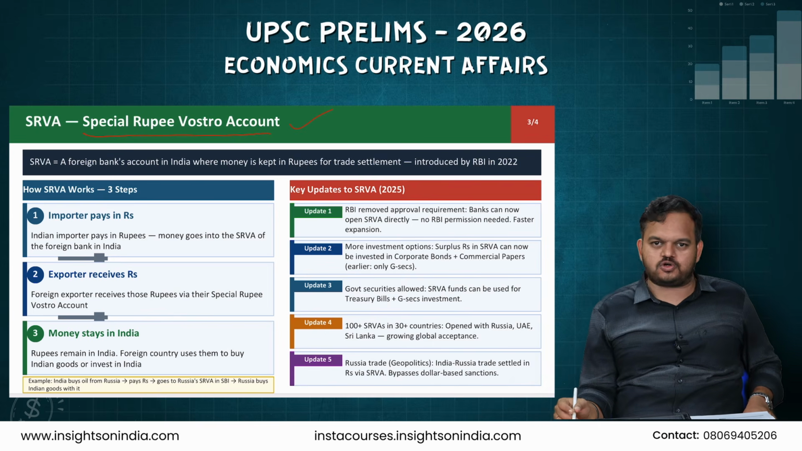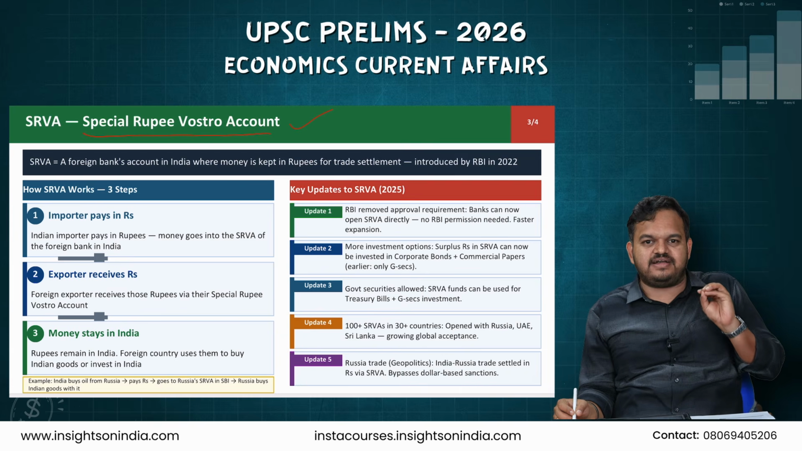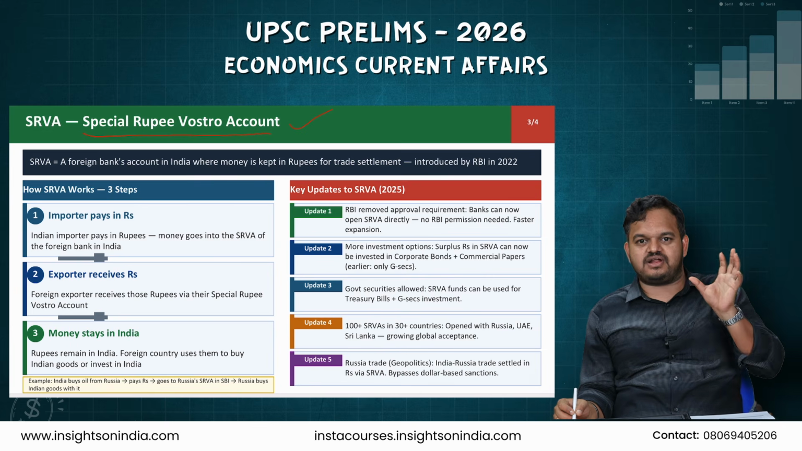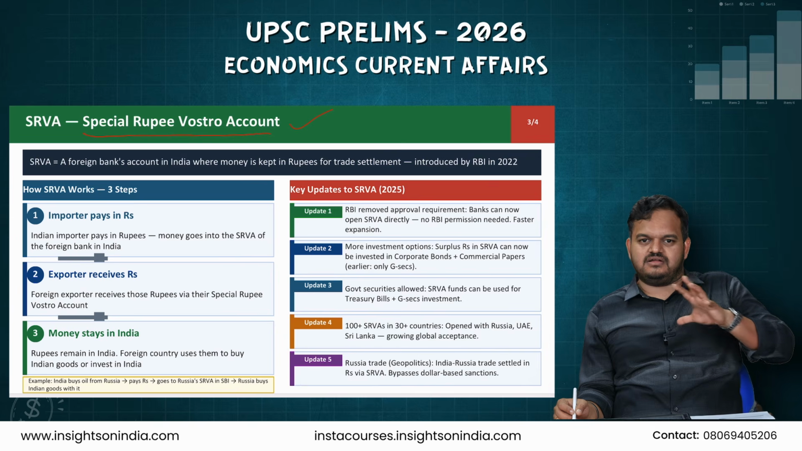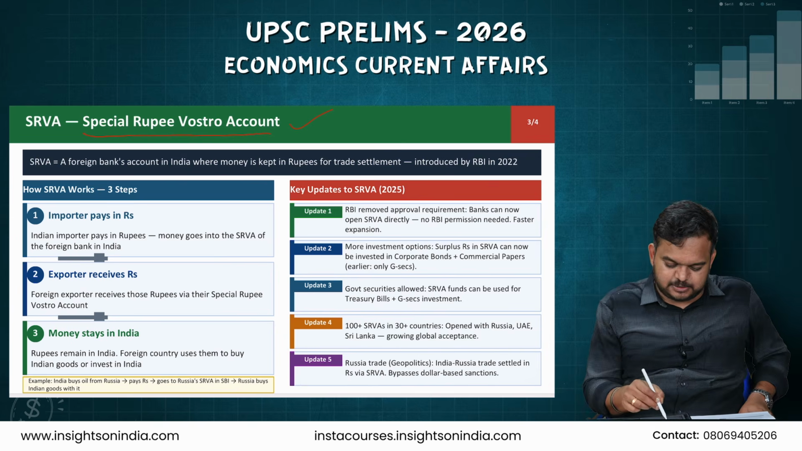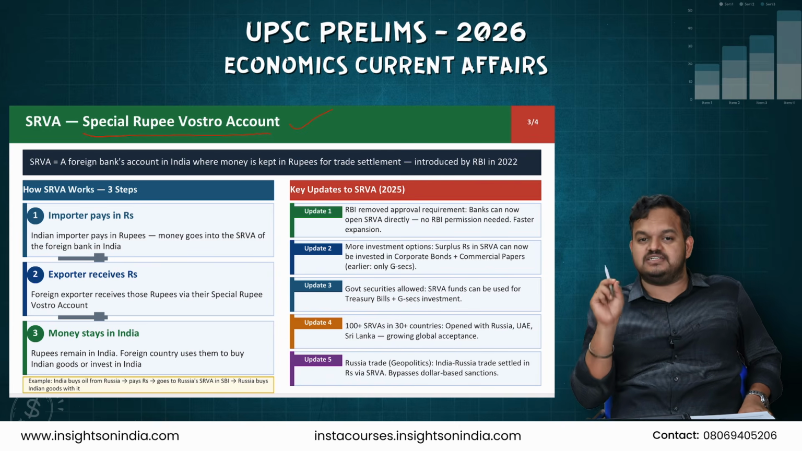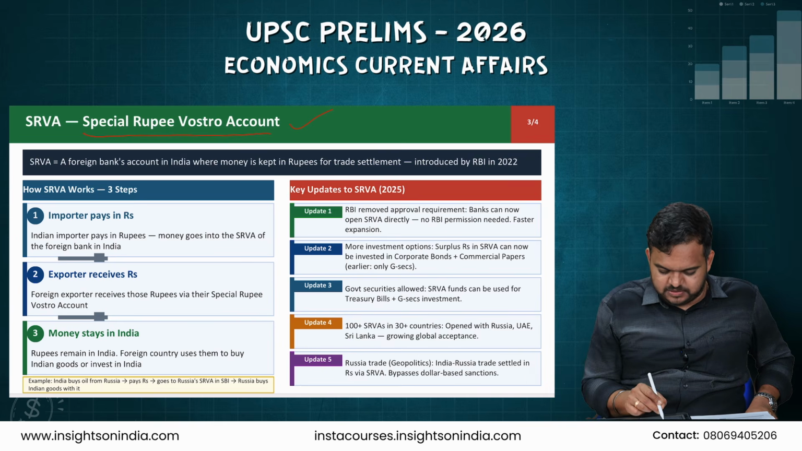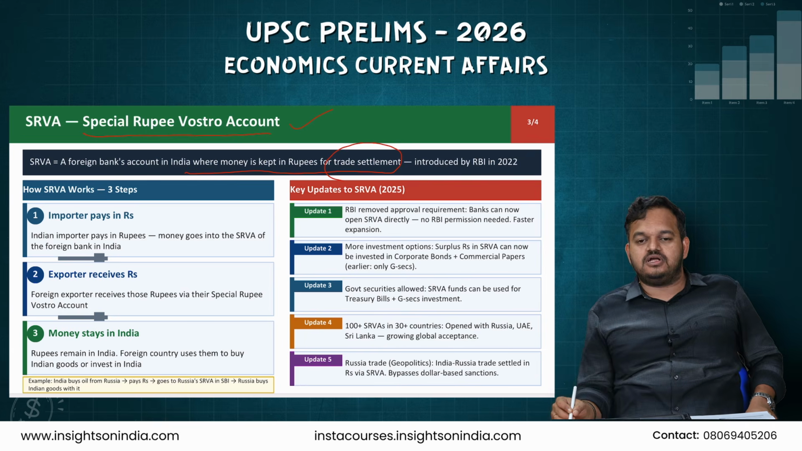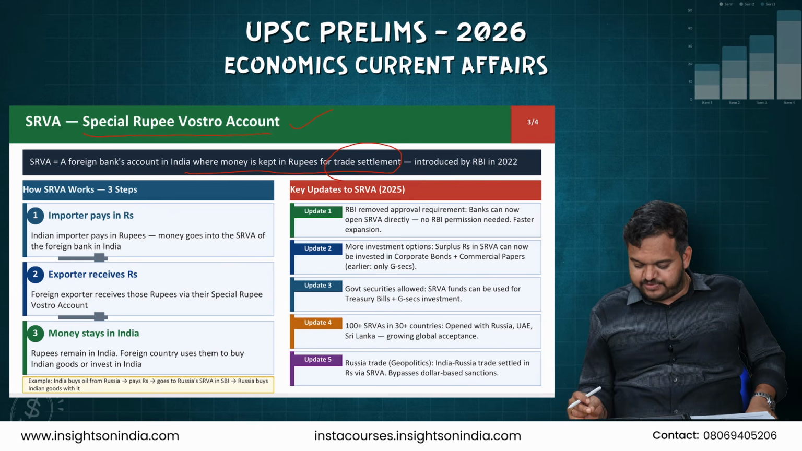The special rupee escrow account, again, is specifically meant for settlement of trade related transactions. The other normal escrow account can be used for many other purposes, not only for trade, but this special rupee escrow account is specifically meant for trade settlements, right? A foreign bank account in India where money is kept in rupees for trade settlement. Understood?